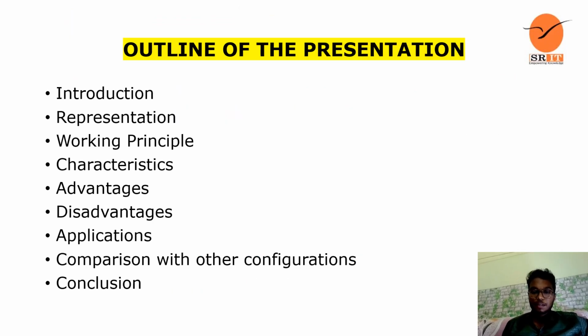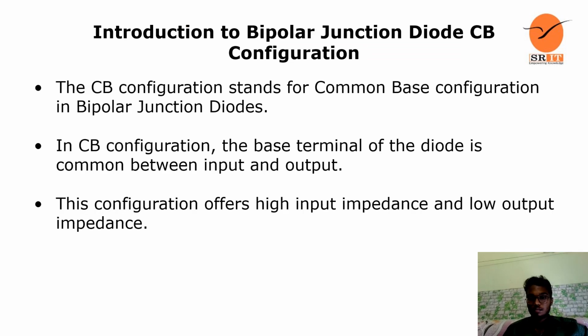So, coming to the outline, the presentation consists of introduction to the topic, that is BJT, representation, working principle, and some derivational part, characteristics, advantages, disadvantages, applications, and comparison of BJT common base configuration with other configurations, and finally conclusion. Moving on to the next slide.